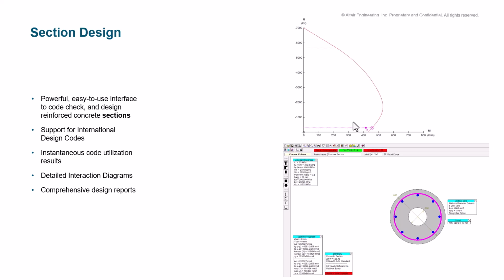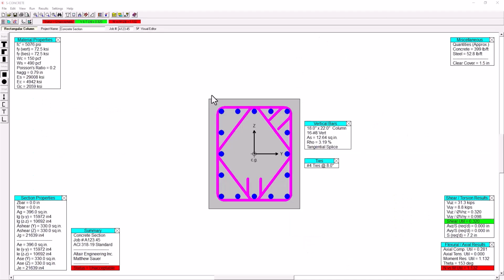It supports a number of different international design codes, including the latest ACI 318-19. We get instantaneous code utilization results out of it when using the interface itself directly. We can generate interaction diagrams and also comprehensive engineering design reports, just like we saw generated through that batch processing utility. So let's see how we can quickly jump into an S-Concrete standalone instance and see this reinforced concrete column section then, designing according to some existing loads.